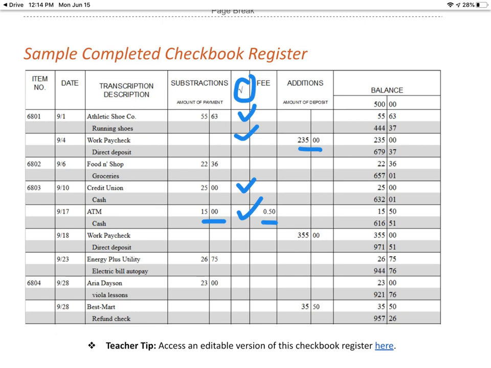Next is another payroll. So we'll say paycheck for $355. There it is. Check that off.